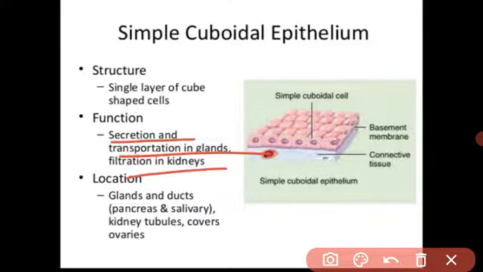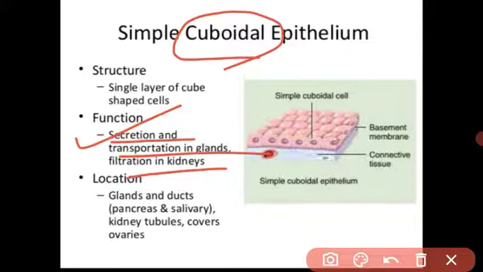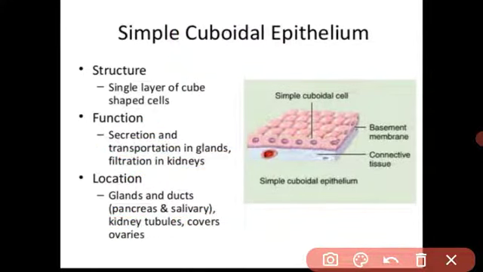Secretion means, we know in our body we have the salivary gland and thyroid gland. The salivary gland secretes saliva, the thyroid gland secretes thyroxine hormone. Okay, the main function of cuboidal epithelial is secretion, and these cells are present in the pancreas, salivary glands and covers of the ovaries. Understood, student? Just keep it in your mind.